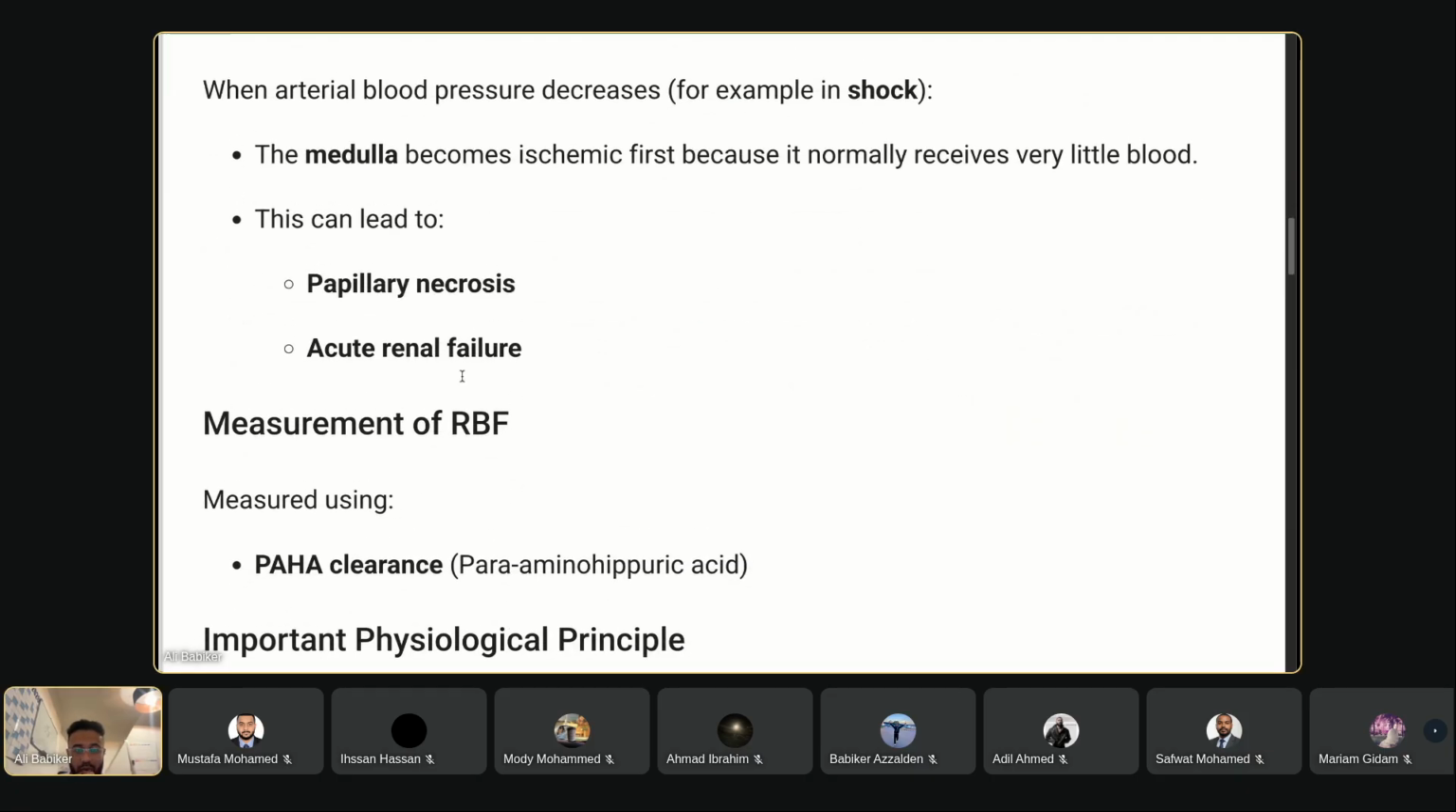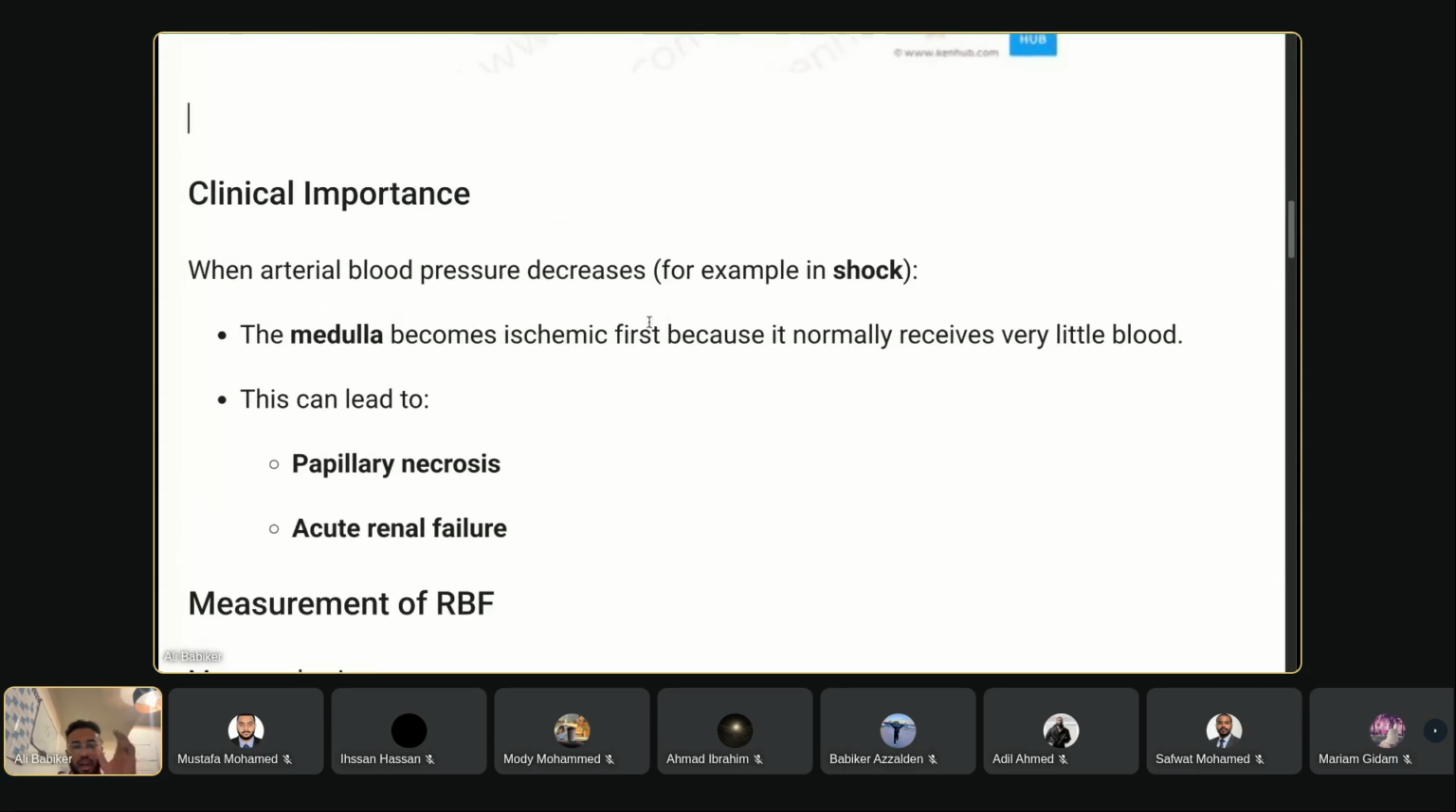Why does it lead to acute renal failure? Because the loop of Henle, and you have a lot of loops, goes down to the medulla. So when the blood supply to the medulla decreases, that means even the tubules of the nephron will be affected too. Okay, just put that in mind.